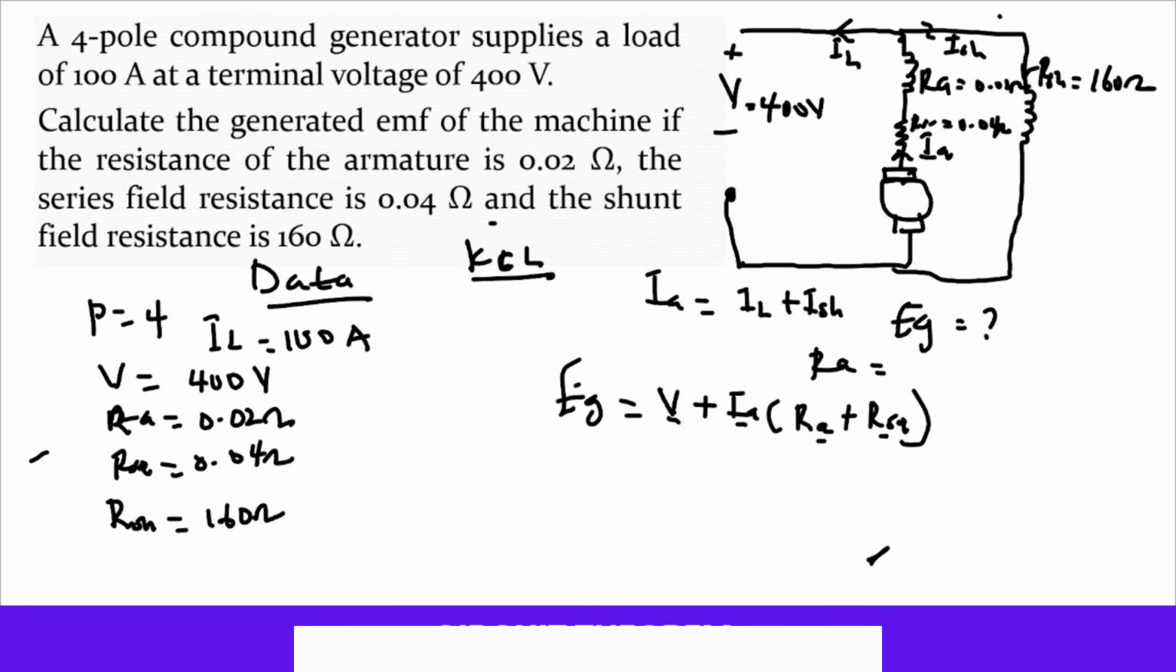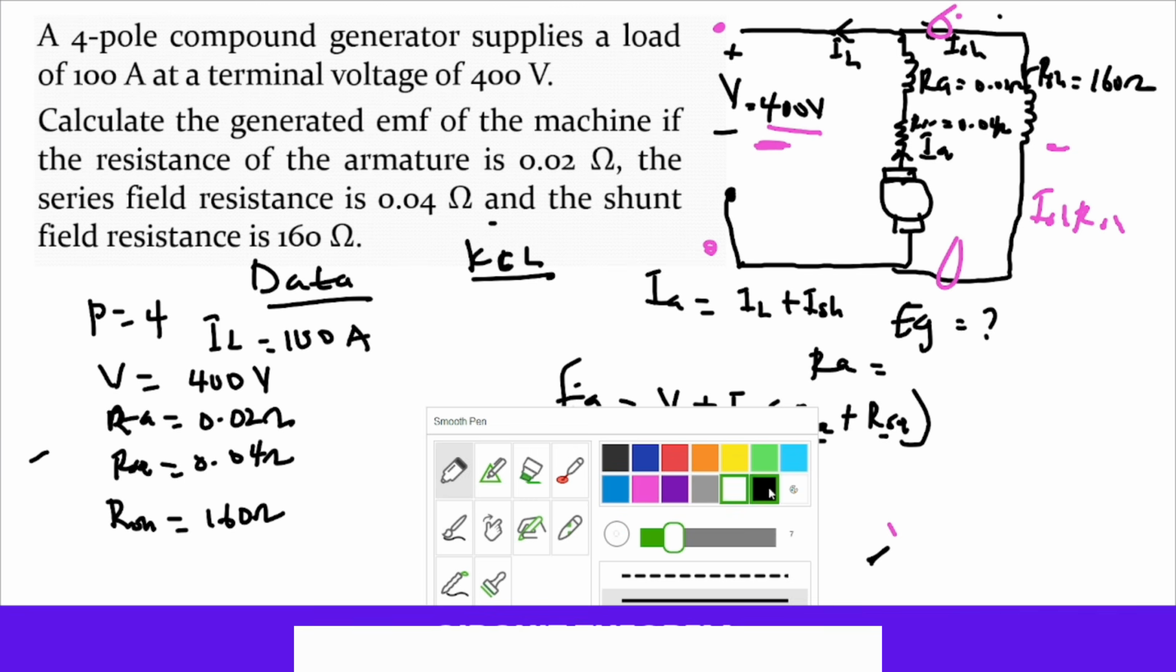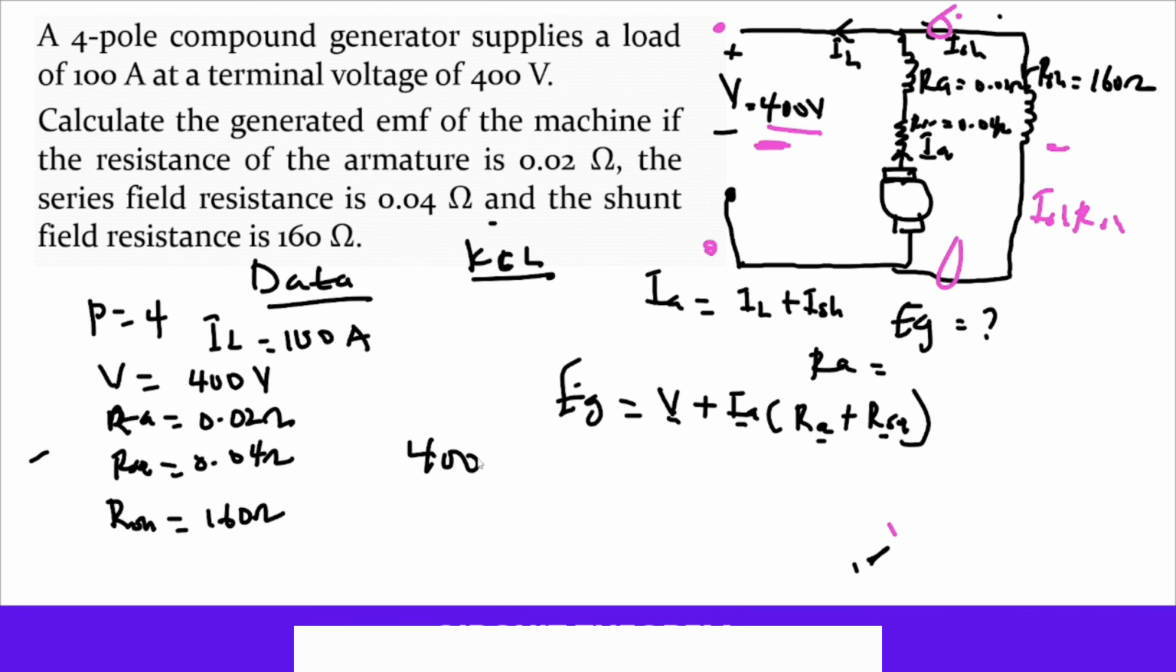But we know that since this side is directly connected in parallel with this side of the circuit, the voltage here is the same as the voltage here. So the voltage here is the same as the shunt current times the shunt resistance. The voltage here is given as the terminal voltage, which is 400. So we can say that 400 volts is the same as I shunt times R shunt, so we can find I shunt from there.